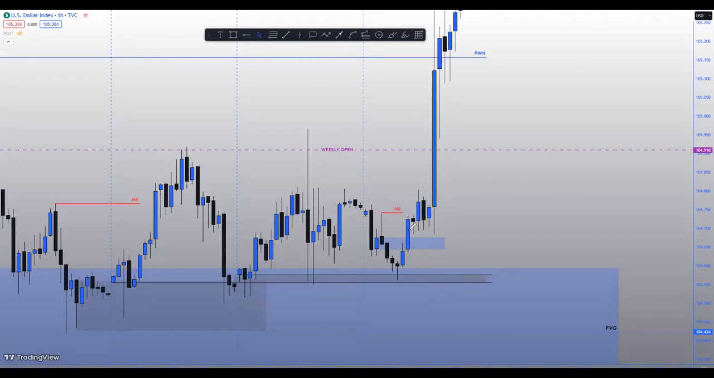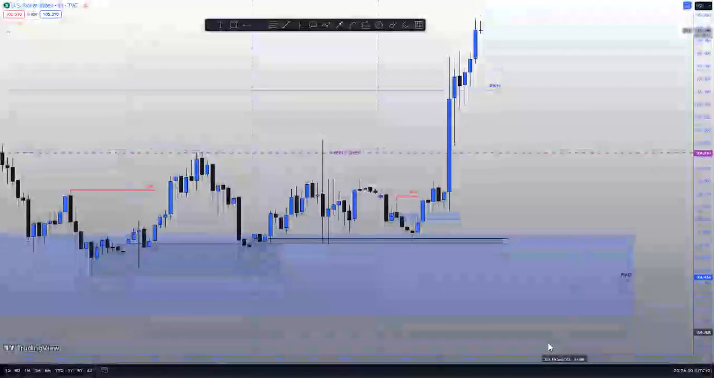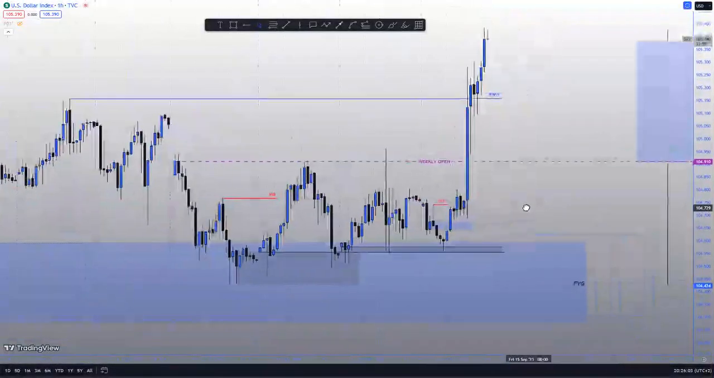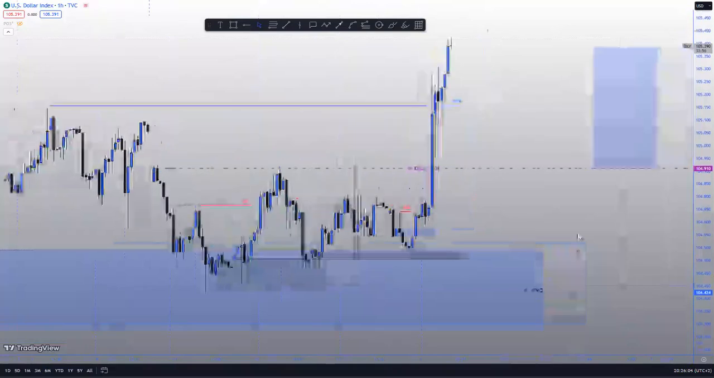We saw price going all the way up, taking out the buy side liquidity and then breaking market structure as well. And then we anticipated price to continue going to the upside, taking out a previous daily high, and then possibly coming inside of this FVG and then this order block to retrace and then start going to the upside. So this is what gave us our bias for the day. We were bullish on dollar today.